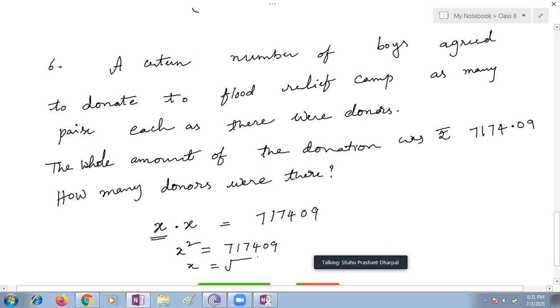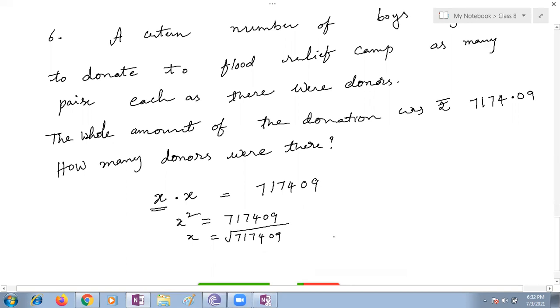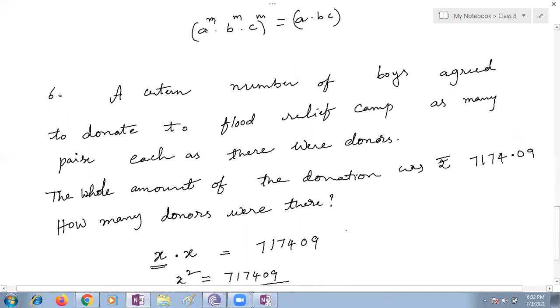Ma'am, 847. Yes, you check it, please. Ma'am, I didn't understand. Children, listen. Ma'am, I did not understand why you took x square.